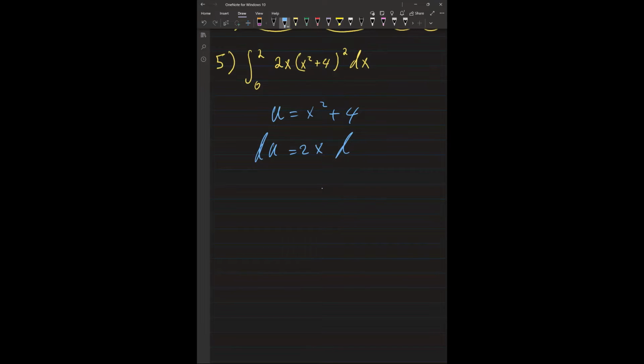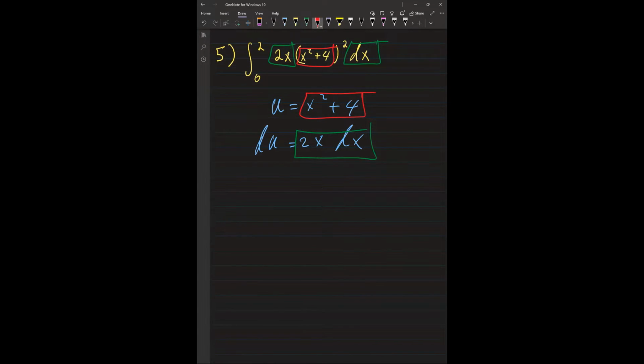Now let's ask ourselves, are we covered? Well, we got the u in here, and we got this right here. Oh, sorry, let's use another color. Green, got this, which is the same as this. So we're covered. We're good. Let's move. So this is basically u to the 2nd power du.